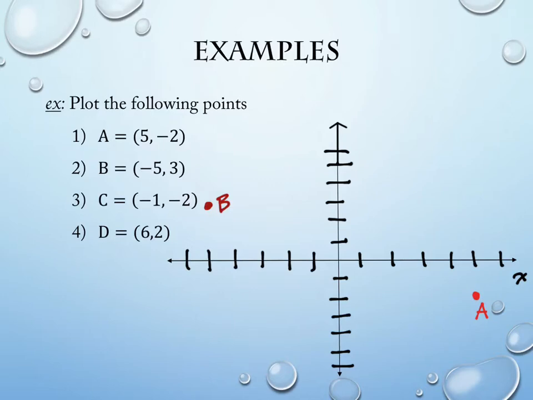The next one is -1, -2. So -1 is left, -2 is down. So we're about right here. That's point C. And then 6, 2 means I'm going to go to the right 6, and I'm going to go up 2. Looks like I'm about right there at D. Okay, so graphing. Do you guys remember ordered pair graphing? Wonderful.